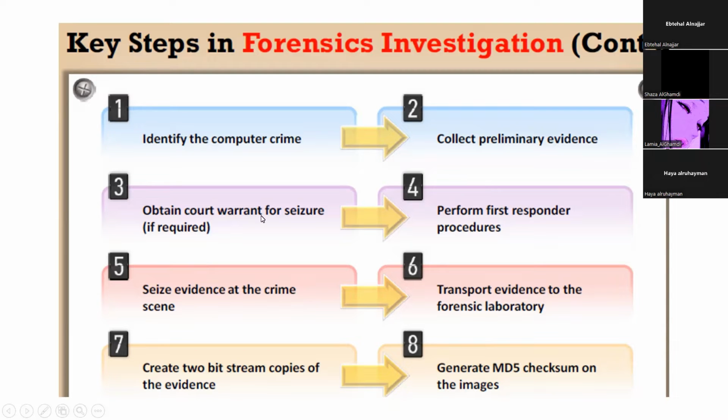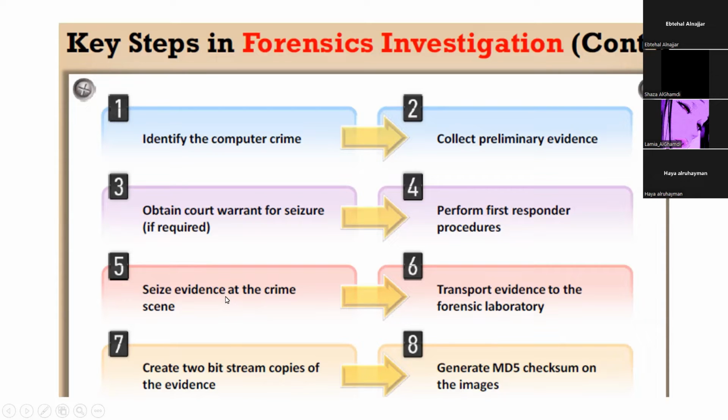And then obtain a court order or warrant for seizure if required. That means if you're going to do an investigation that will eventually go to court, and you really need permission to search someone's computers, you need court approval. They call this a search warrant. Then you perform first responder procedures. The first responder procedures here are basically to go to the system, identify what's happening on these systems, and try to seize the evidence from the crime scene.